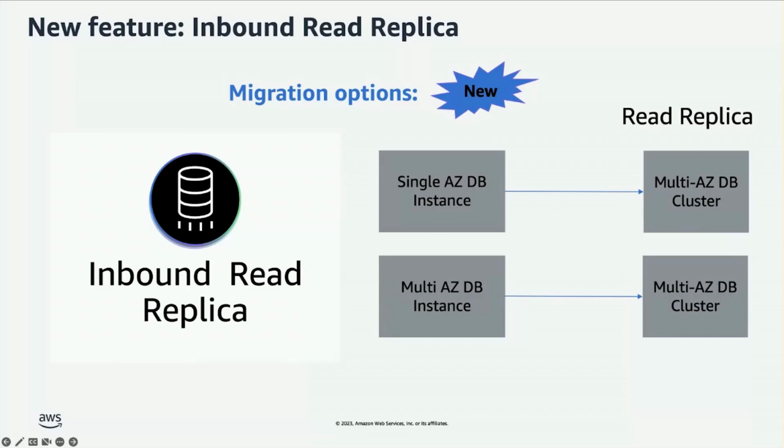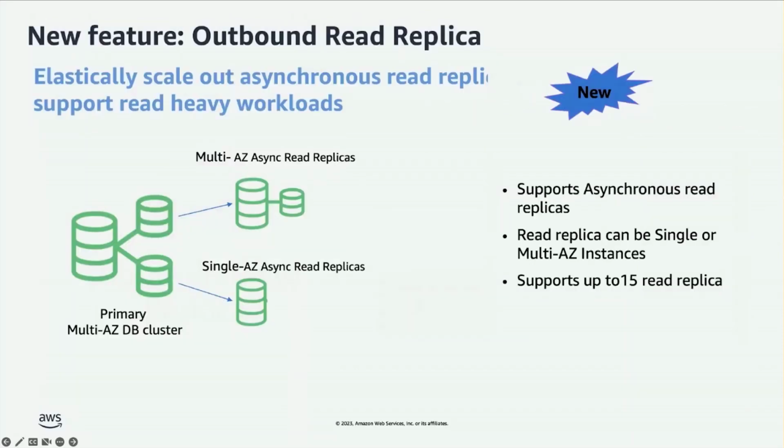Let's now look into the second new feature, which is outbound read replica. This supports outbound read replicas that are either in single AZ or multi-AZ deployment mode. So if your application is highly read intensive and you're looking to scale out horizontally using additional read replicas, with this new feature, you can add up to 15 additional async read replicas that are either in single AZ or multi-AZ DB instance deployment mode. So this enables your read heavy workload to elastically scale out horizontally.